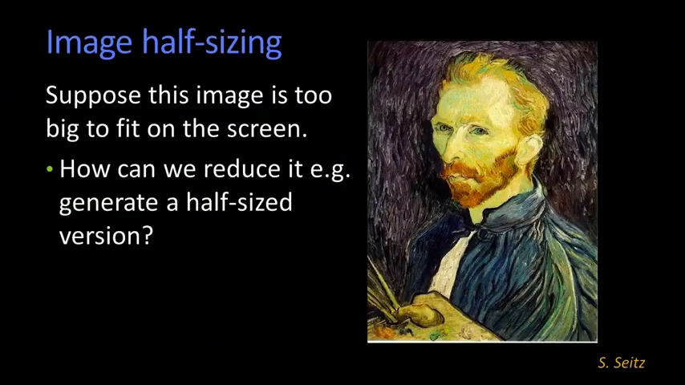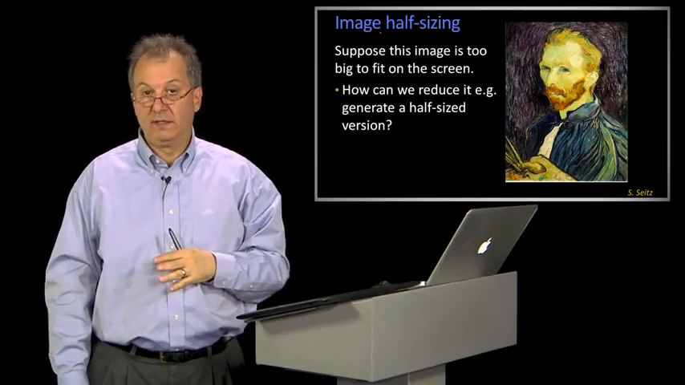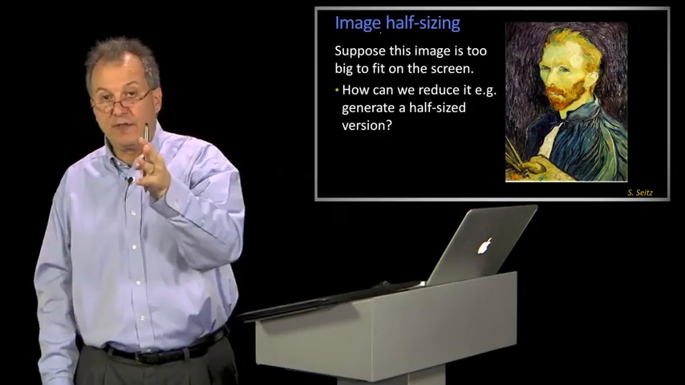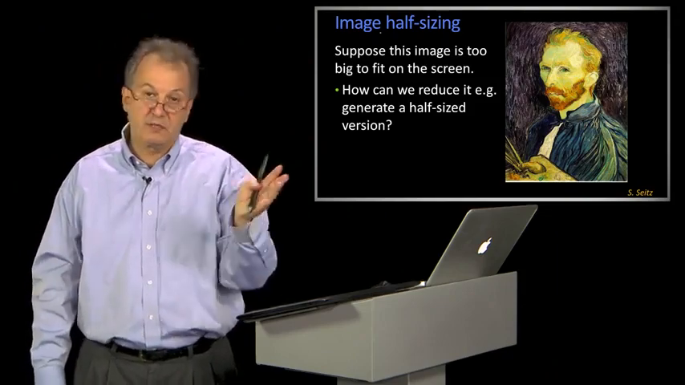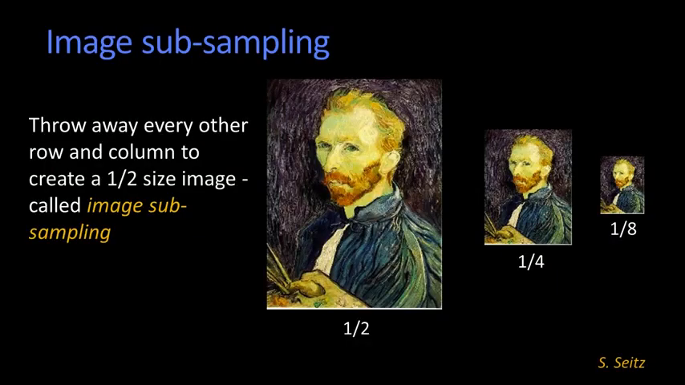So what is its impact on you? Its impact is that you have to be a little careful how you treat your images. For example, and this comes from Steve, suppose I've got this image, a beautiful Van Gogh picture, and suppose it's too big to fit on a screen. I want a smaller version of it. How can we reduce it, make it half the size or a quarter of its size? Well, one obvious way would be to throw away every other column and every other row. That's called image subsampling.